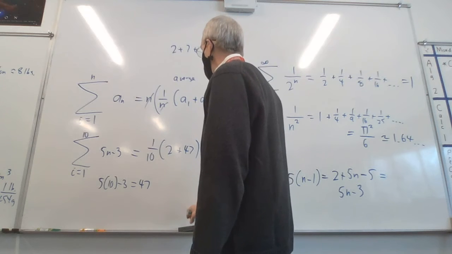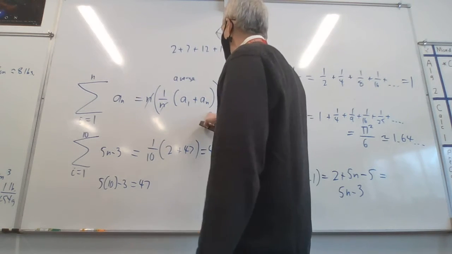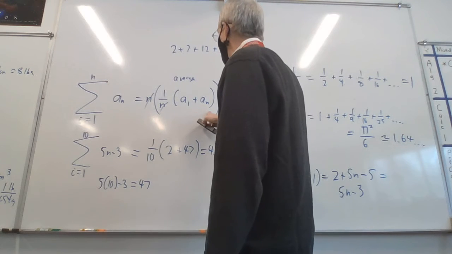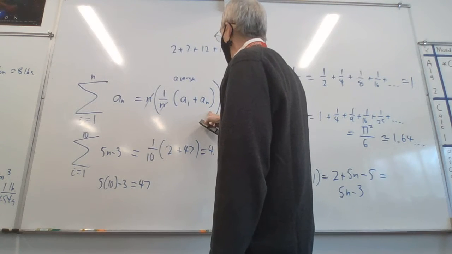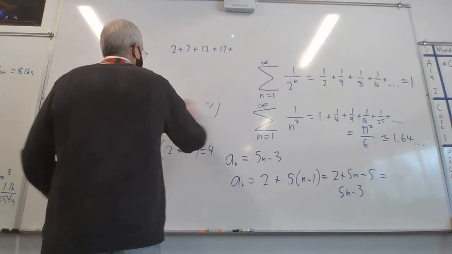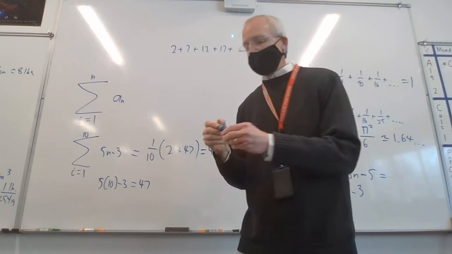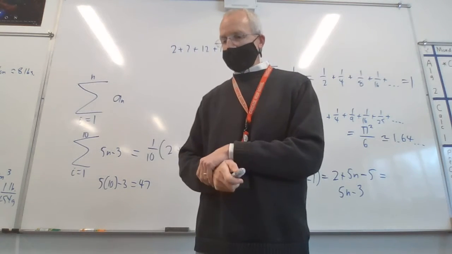So, wait, am I doing this right? Now I'm beginning to doubt myself. This is the average, divide first and the last. No, that's okay. I am completely messing up here. Okay, wait, let's make sense of this. What's not making any sense?